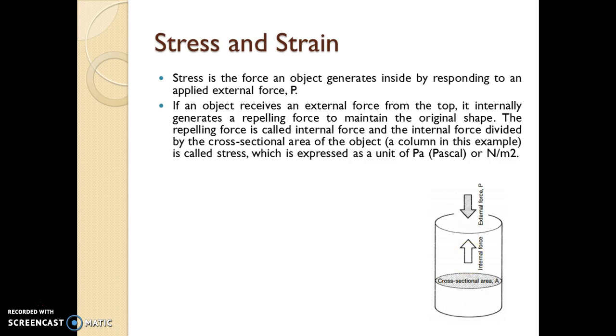And when you divide this internal force with the cross-sectional area A, it gives us stress. So stress, which is denoted by sigma, is given by applied force in terms of pressure here divided by cross-sectional area. The unit of stress is Pascal or Newton per meter square.